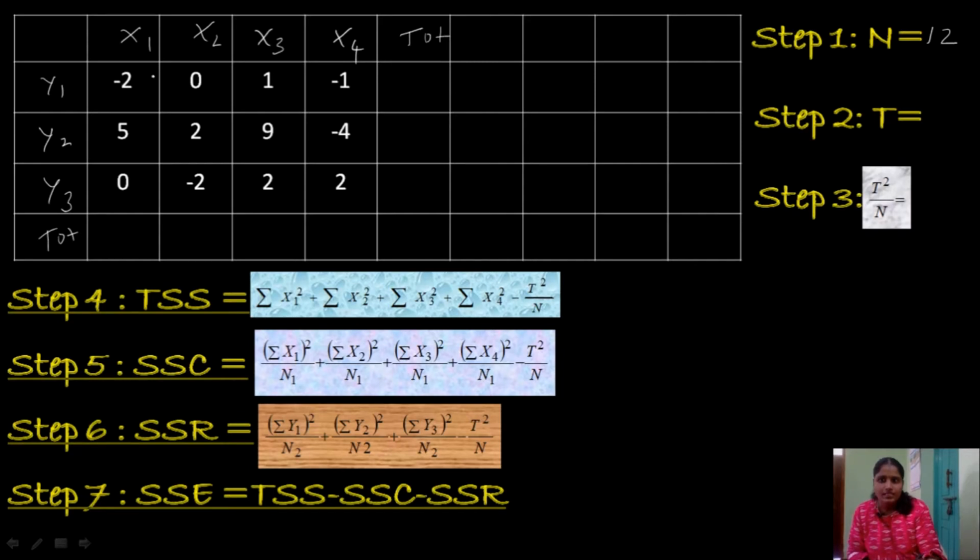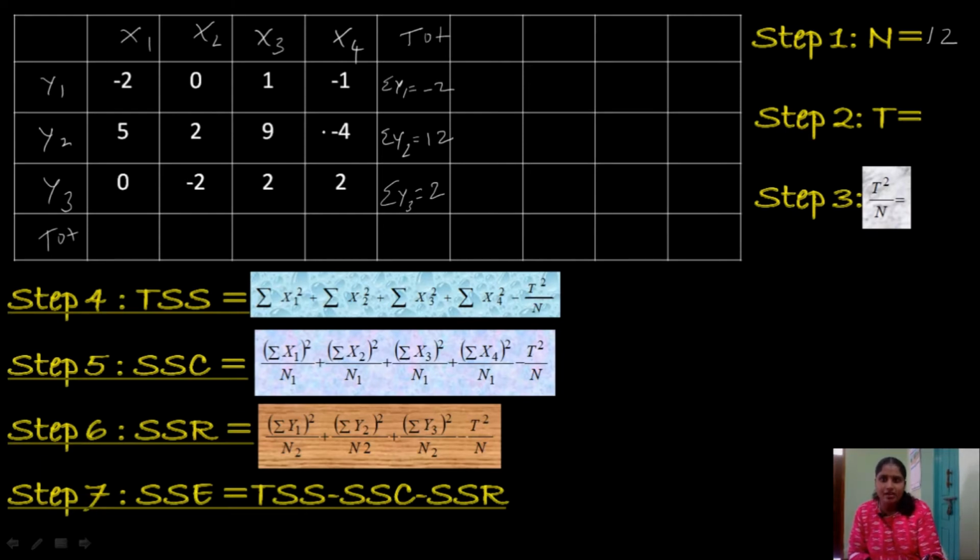This row total is nothing but sigma y1. Sigma y1 is minus 2 plus 0 plus 1 minus 1. We get the total as minus 2. And for the second row, that is sigma y2, by adding 5 plus 2 plus 9 plus minus 4, we have 12. And sigma y3, that is the sum of all values of y3, that is 0, minus 2 plus 2 and plus 2. We get the total as plus 2.